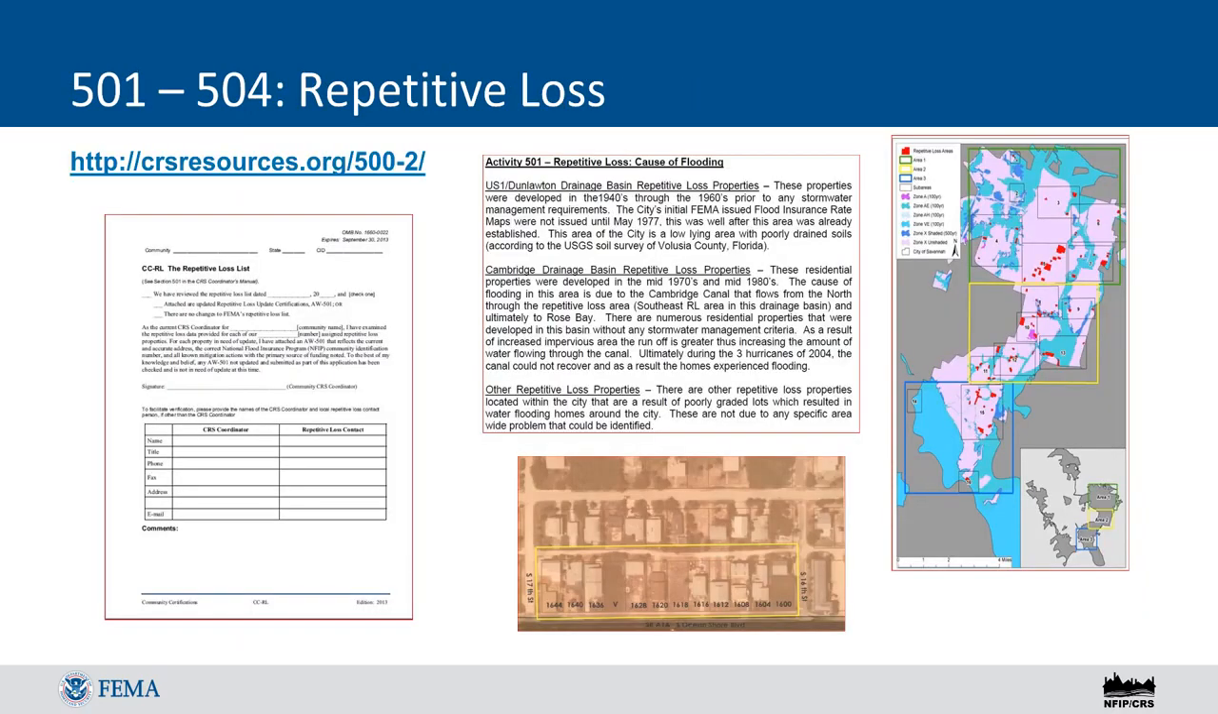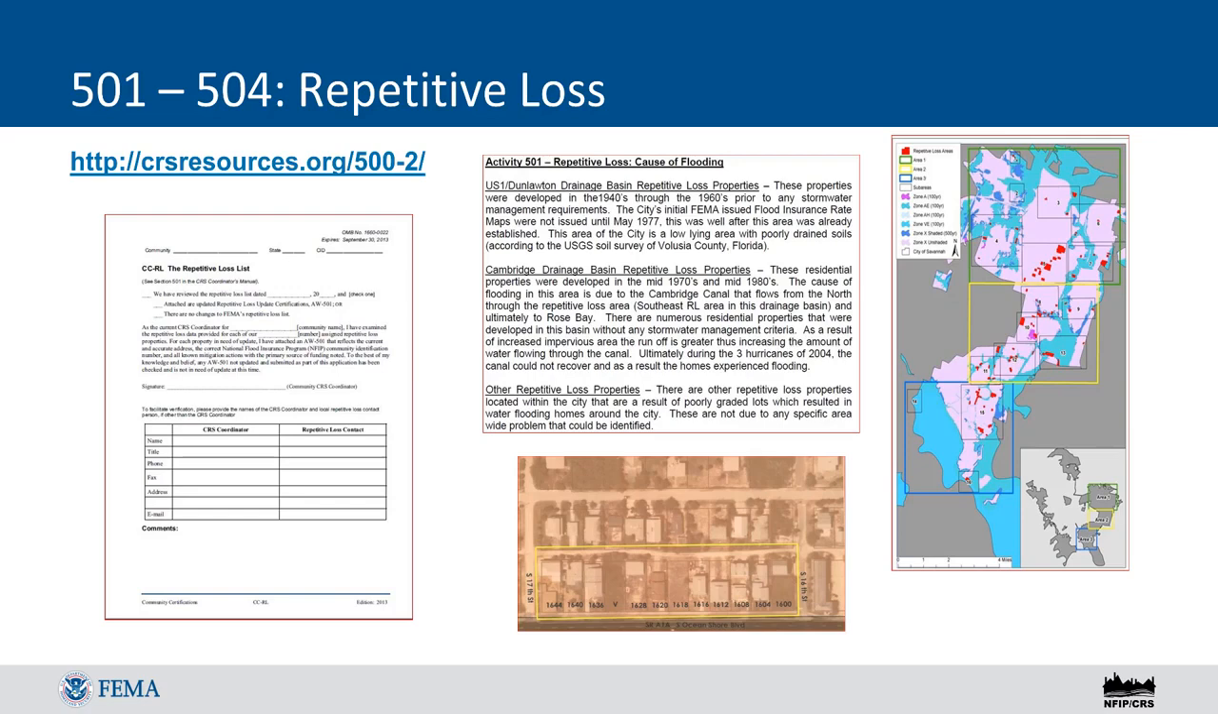Now, getting into the 500 series, repetitive loss. This is the second of the two activities required to get into and stay in the program. If you have no rep loss properties, great, no action is needed. If you have one or more in your community, you'll need to determine the cause of flooding for each and create or map rep loss areas for those buildings affected by the same cause of flooding that are close to each other. You'll also need to submit a map of those rep loss areas. An example is shown on the right side of the screen.